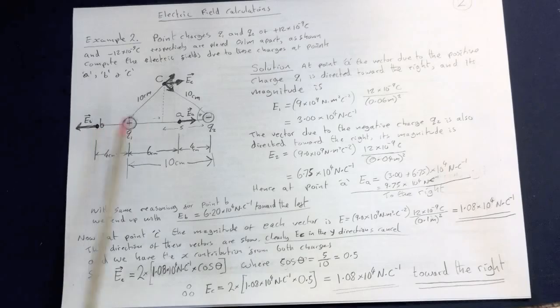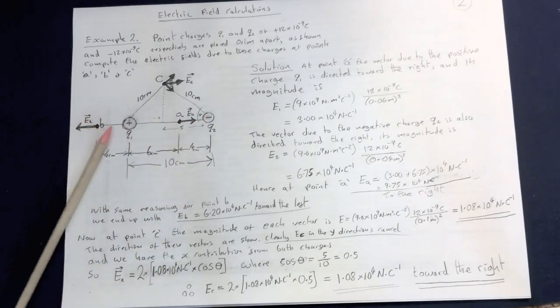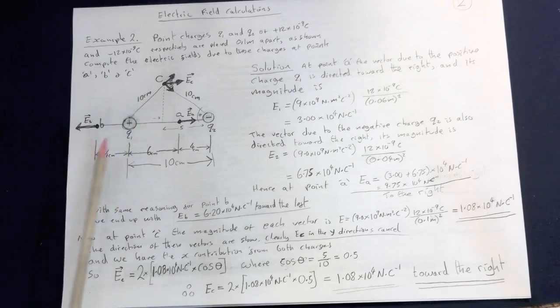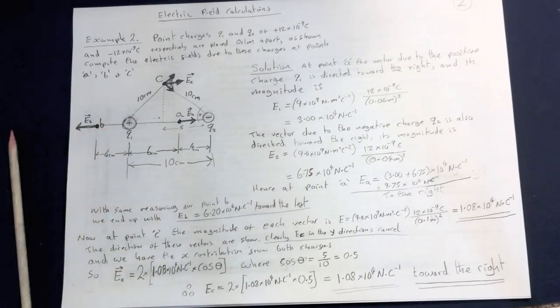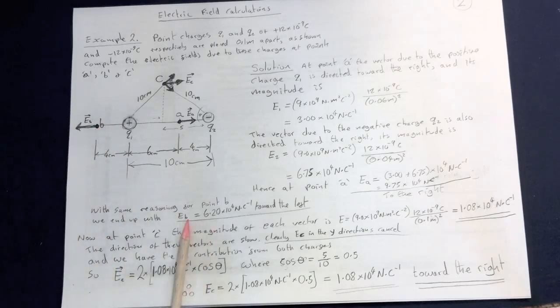So obviously we're going to find the contribution from this one. Remember, for this one, the fields are going in that direction, and for that one, it's going in that direction. You can do exactly the same process, so I won't go through it again. It's really easy. Just do the same process again. And for E_B, you end up with it going in that direction.